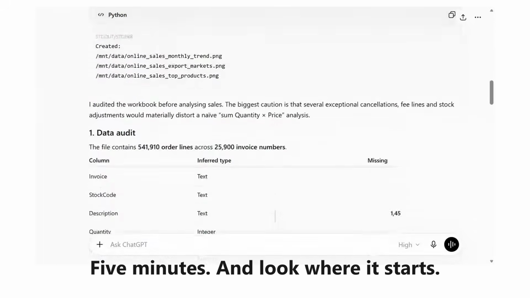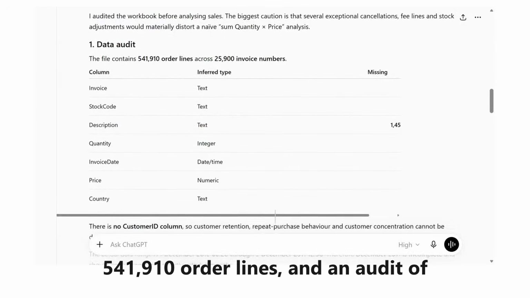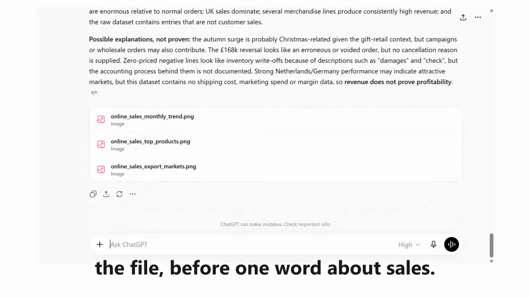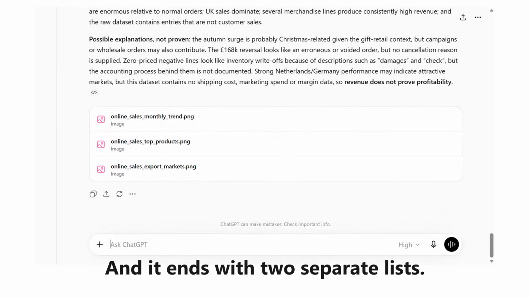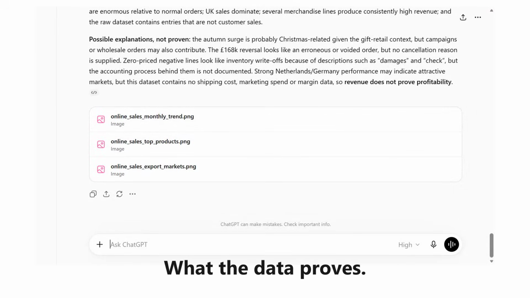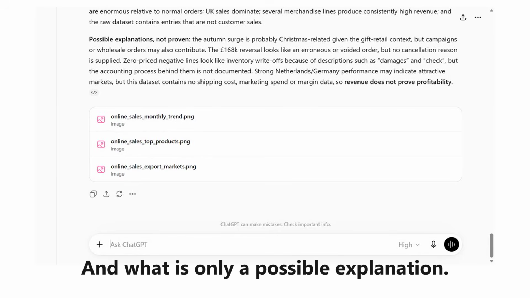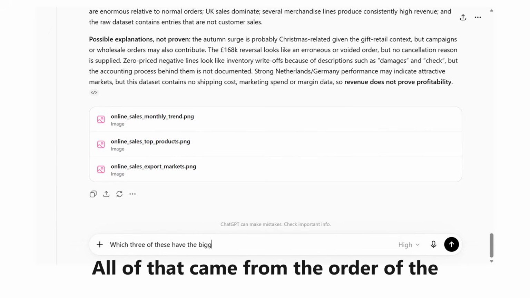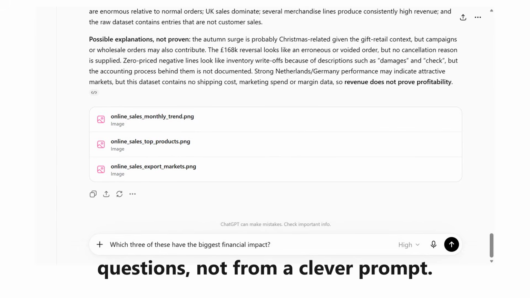5 minutes, and look where it starts. 541,910 order lines, and an audit of the file before one word about sales. And it ends with 2 separate lists, what the data proves and what is only a possible explanation. Plus 3 charts it drew on the way. All of that came from the order of the questions, not from a clever prompt.